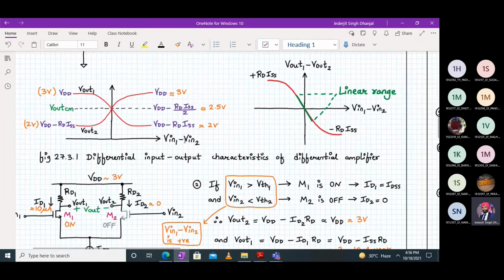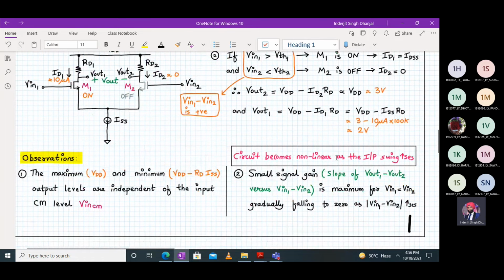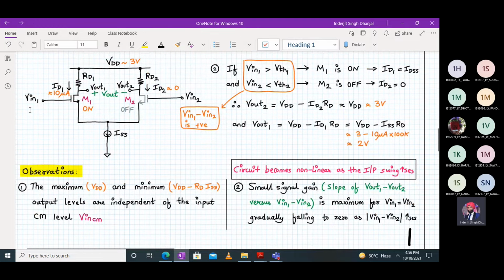Now, what will happen if the V in 1 and V in 2 difference is very large? Your amplifier will be non-linear. Whenever my amplifier is non-linear, I will get distortion in the output. So that's why we say the circuit becomes non-linear as my input swing increases. What do I mean by input swing increases? Whenever the difference between V in 1 and V in 2 increases, my circuit will become non-linear.